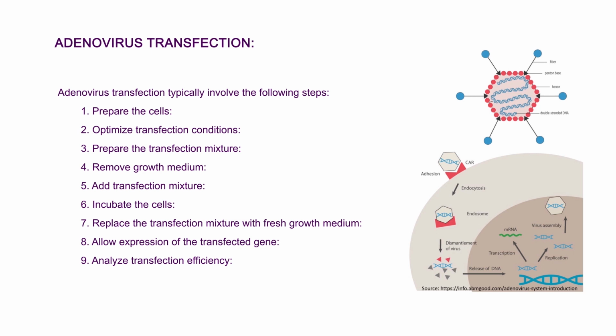Once we change to the new medium in the cell culture, we have to give them time to allow expression of the transfected gene. Allow the cells to express the transfected gene for the desired period of time, which is usually 24 to 72 hours, to observe the effect of the transfection. It is important to note that specific protocols may vary depending on the cell type, the nature of the adenovirus used, and experimental requirements. Therefore, it is critical to consult the literature or manufacturer guidelines for detailed instructions on adenovirus transfection procedures.